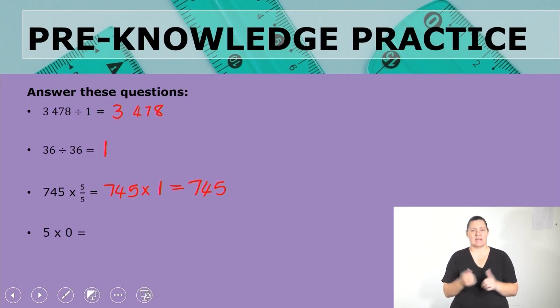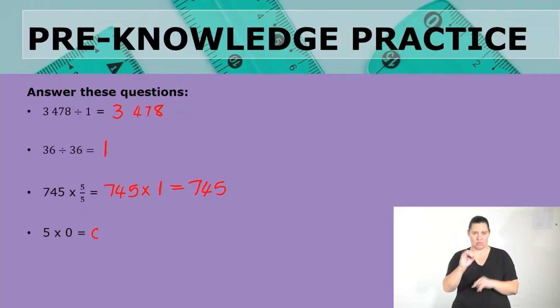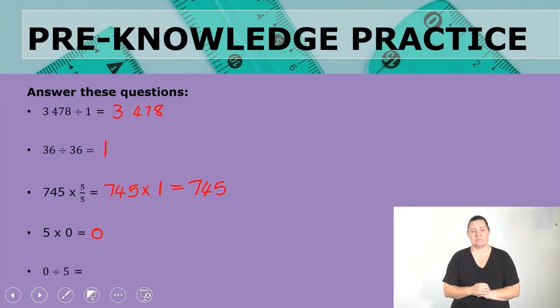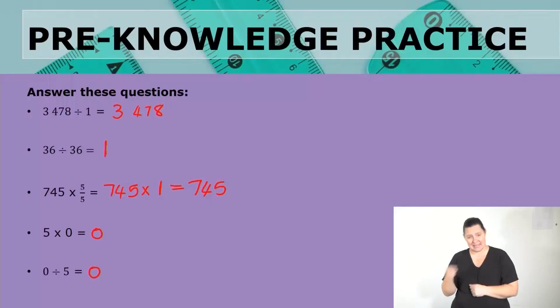The next one is 5 multiplied by 0. Remember, if we are multiplying by 0, these are the properties of 0, then the answer will be 0. Any number multiplied by 0 will be 0. And the last one there is 0 divided by 5. Again, 0 divided by any number except for itself will give us an answer of 0.